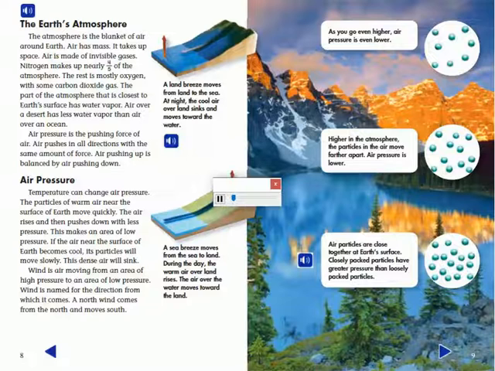Air particles are close together at Earth's surface. Closely packed particles have greater pressure than loosely packed particles. Higher in the atmosphere, the particles in the air move farther apart. Air pressure is lower. As you go even higher, air pressure is even lower.